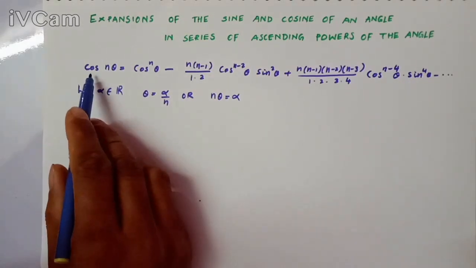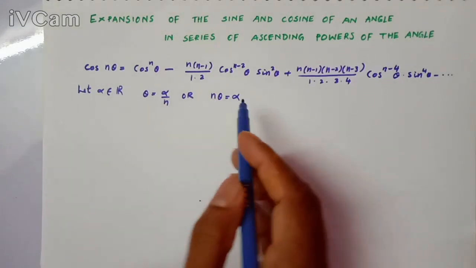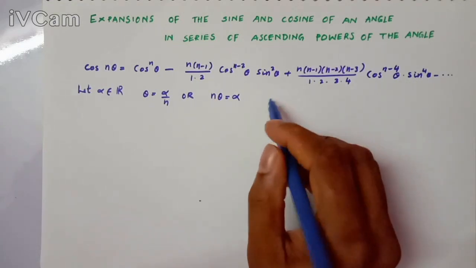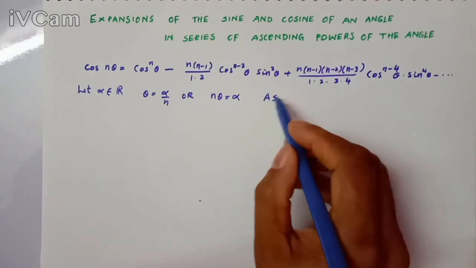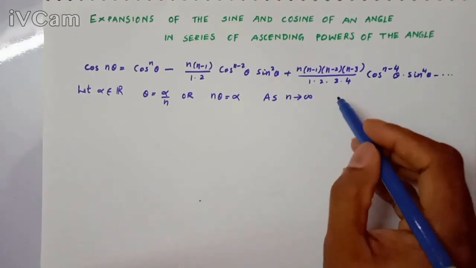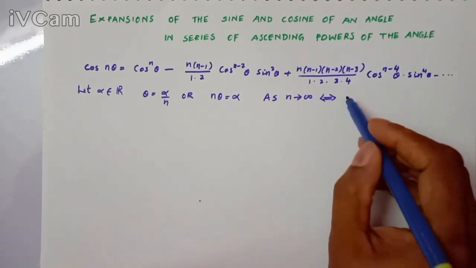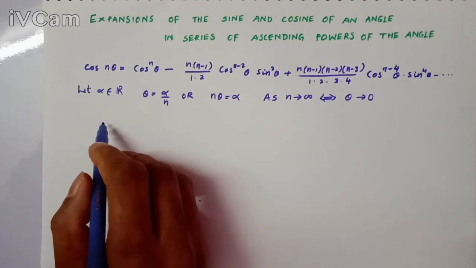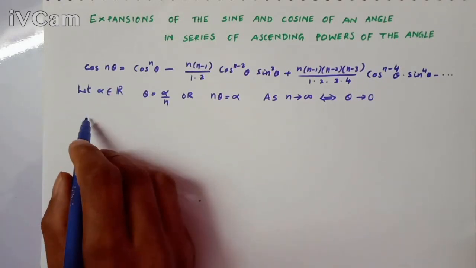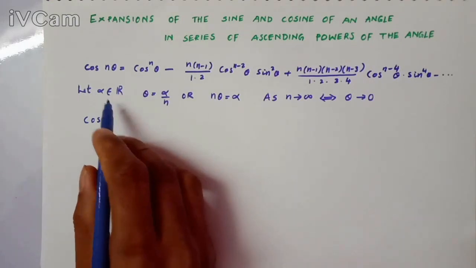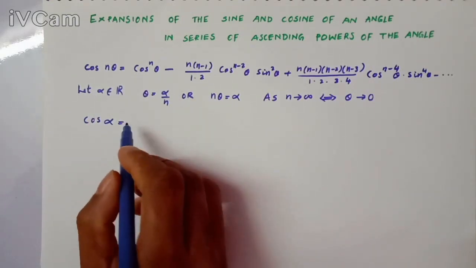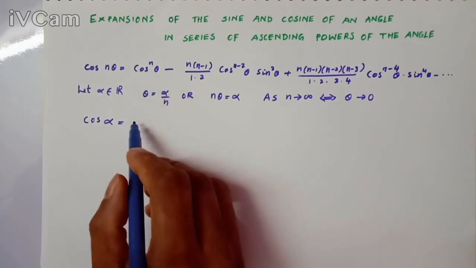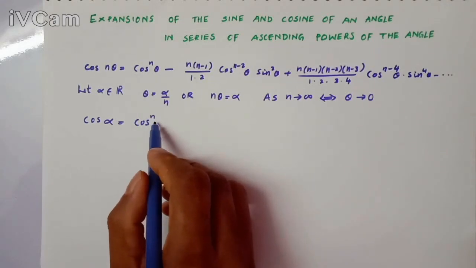On the left side, since n theta is alpha, we have some kind of limit here, as n tends to infinity if and only if theta tends to 0. Yeah, this is an equivalent condition. So the LHS will be cos of n theta, which is cos alpha here. That is equal to, now we have cos raised to n theta.